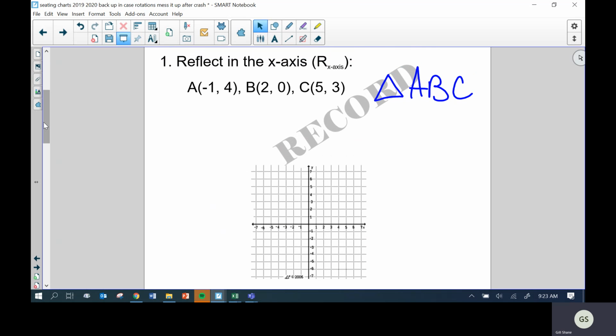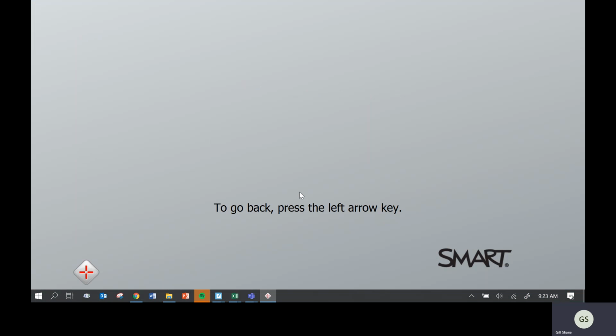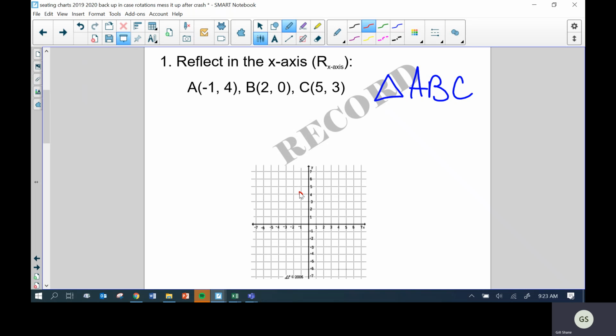All right, so here's the figure. We are at -1 and then 4. So I go to -1 on the x and then +4. It's not going to be perfect, but let's do this so hopefully it will be a little more precise. So -1, 4, 2, 0, and then 5, 3. All right, so that's my triangle.